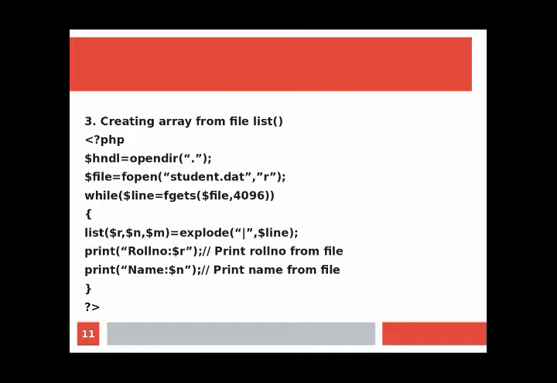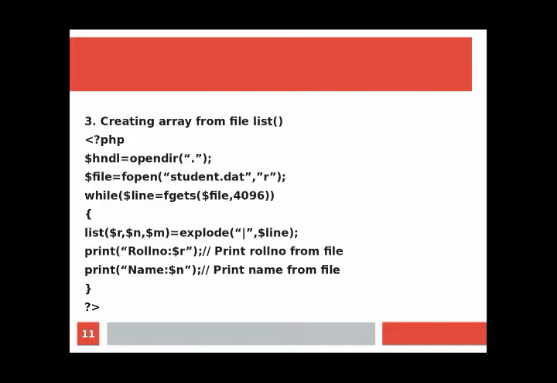So here fgets($file, 4096), where $file means the file we have used, student.dat, and 4096 is the size. Here is the beginning of the while loop. List, here the list function which is the same as an array, list in brackets $r, $n, $m. So here we have taken the elements of that list function, then the explode, and here we have taken the vertical bar and comma $line.